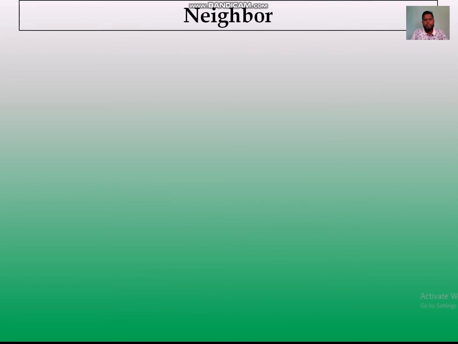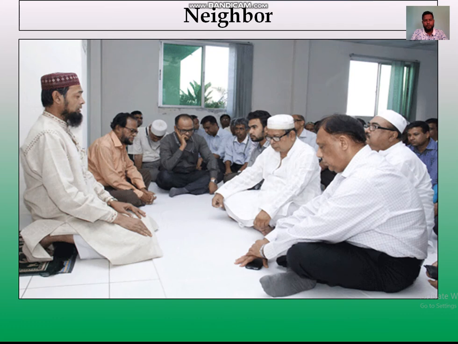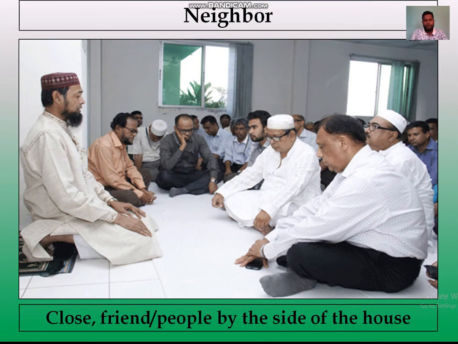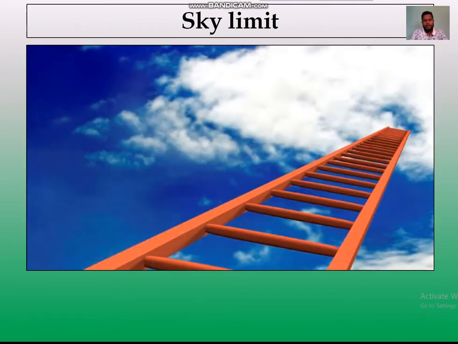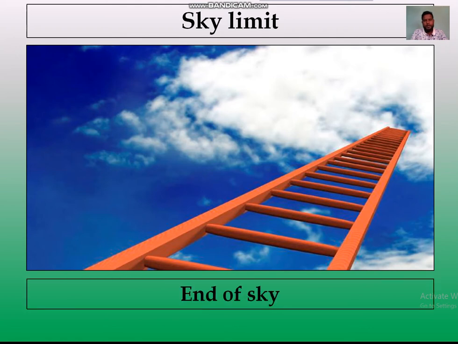Next comes neighbor. We all are familiar with that particular word. We know who the neighbors are. Neighbors are the people who are next to us. I should say people next to us are called neighbors. And the last one is sky limit. We know the sky has no limit, but still this phrase here is used for a definite purpose. Here sky limit means end of sky.